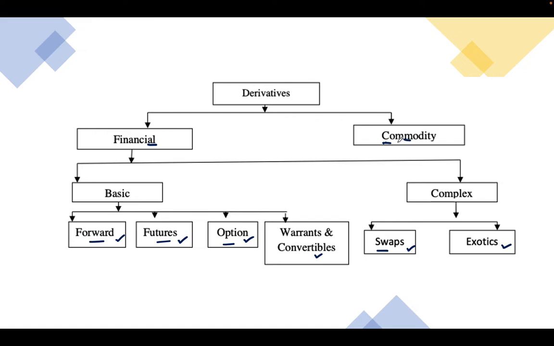So these are the types of derivatives. Derivatives, it is of two types. One is financial derivative, and another one is a commodity derivative. Financial derivatives, we are splitting into two types. One is basic, and another one is complex. In basic, we have four types: forwards, futures, options, and warrants and convertible. In complex, we have two types. One is swaps, and another one is exotics.